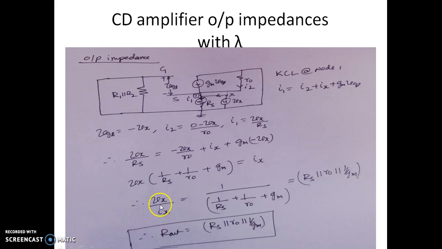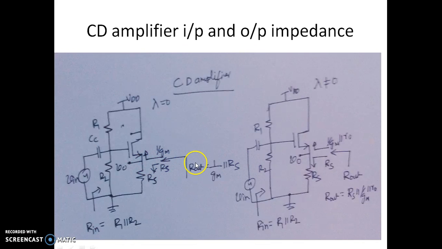So now Vx by Ix is given by 1 over Rs plus 1 over R0 plus Gm, which is exactly the parallel combination of Rs parallel with R0 parallel with 1 over Gm. Meaning, if you look from the, this is the CD amplifier summary.